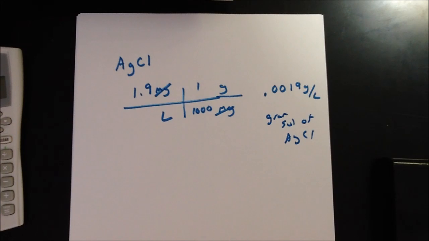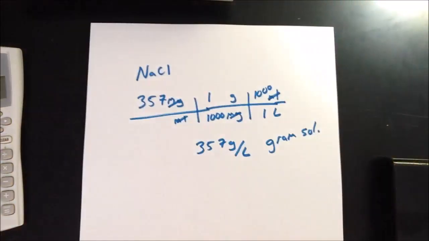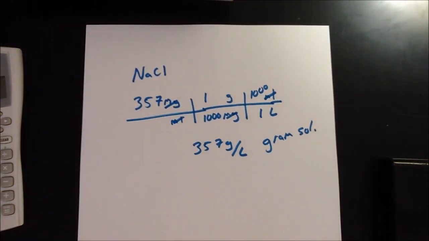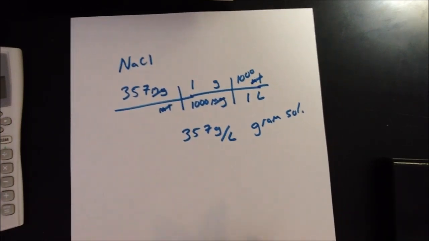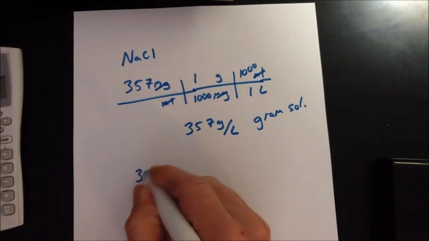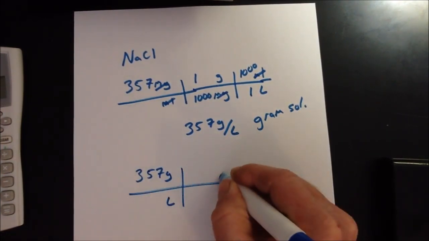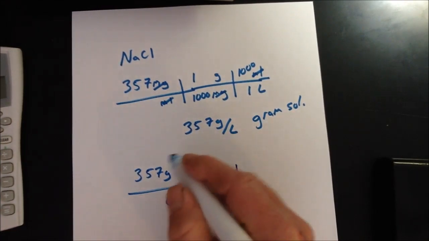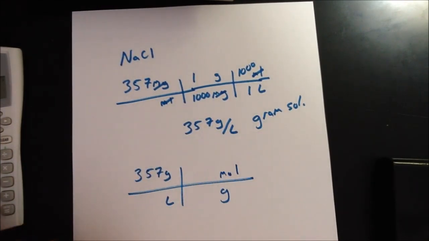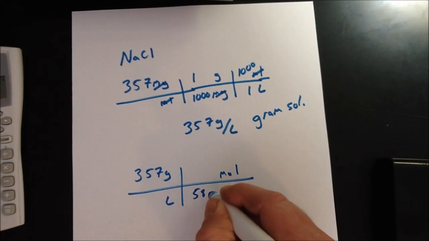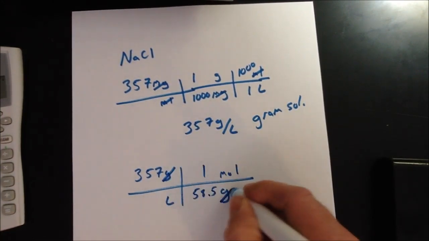Now from gram solubility, we're going to go into something called molar solubility as well. So I'll go back to my problem here with NaCl, and I'm going to find its molar solubility. I can do that by simply converting 357 grams per liter. I want to go from grams to moles. If I add up the molar mass of NaCl, I've got 23 and 35.45, so about 58.5 grams to the mole.